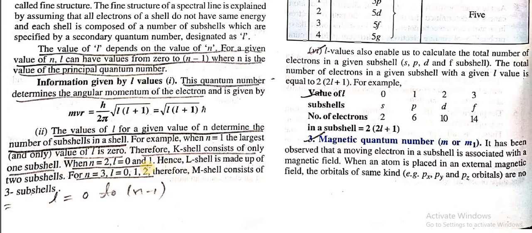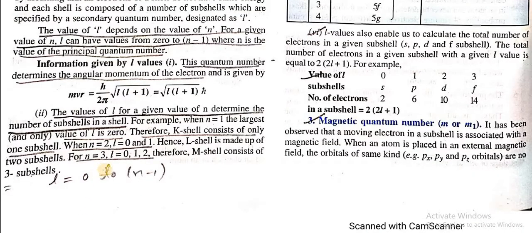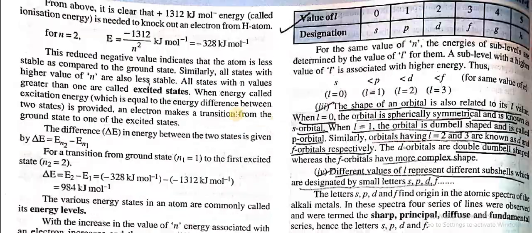Similarly, for n equals 2, the value for l will be 0, and when you put n equals 2, it becomes 2 minus 1, that is 1. So you can have two values, 0 and 1. Similarly, when n equals 3, we can have three values, 0, 1, 2. Now, these values l equals 0, l equals 1, l equals 2 represent certain orbitals that we have to remember. Please make note of this.